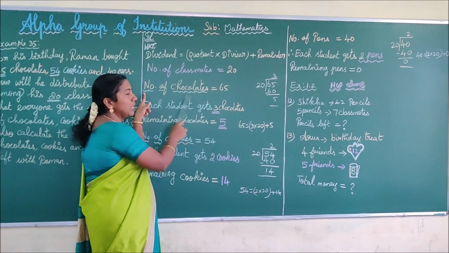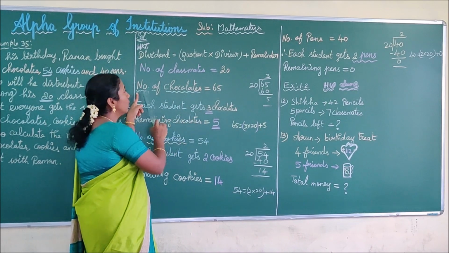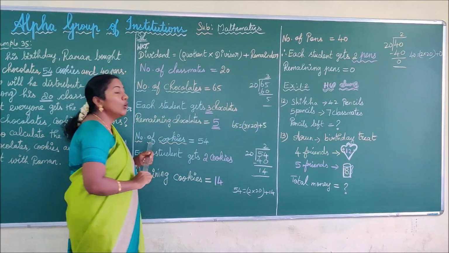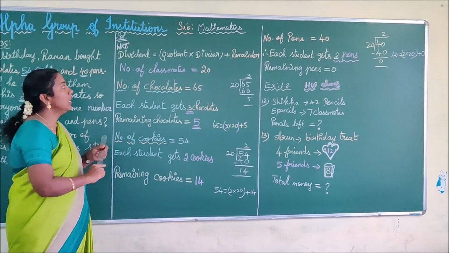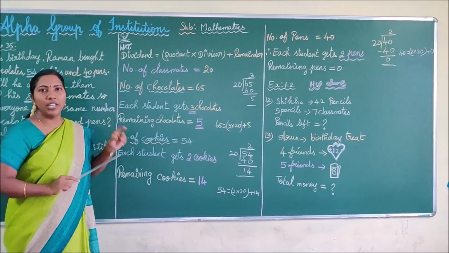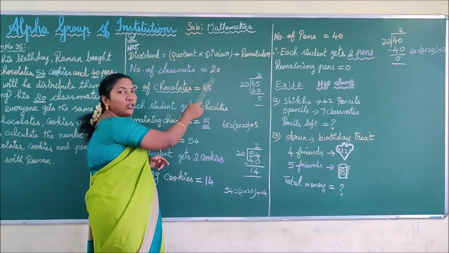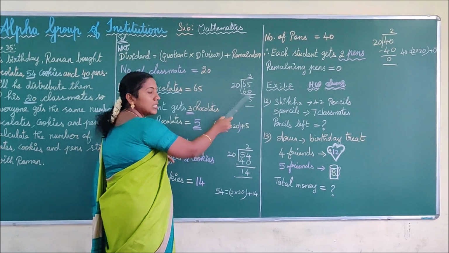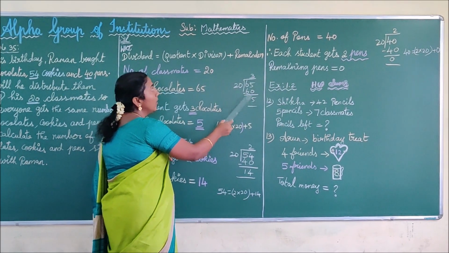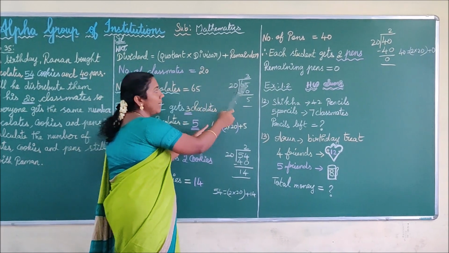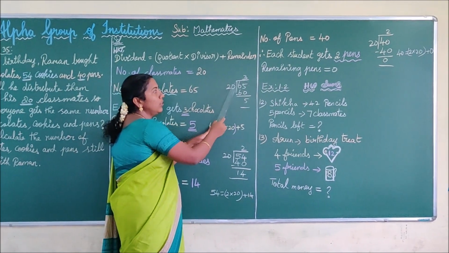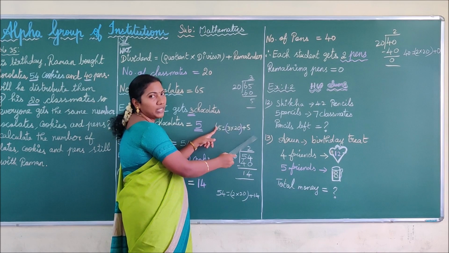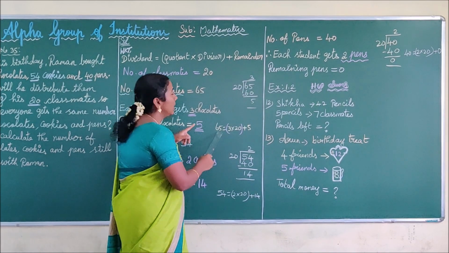How many chocolates did he buy? 65. So number of chocolates equals 65. To find the share of each classmate, you have to divide 65 by 20. So divide 65 by 20. 3 20s are 60. The remainder is 5. Now by using the relation, we can write 65 as quotient into divisor, 3 into 20 plus 5. You get 65. See here, children.